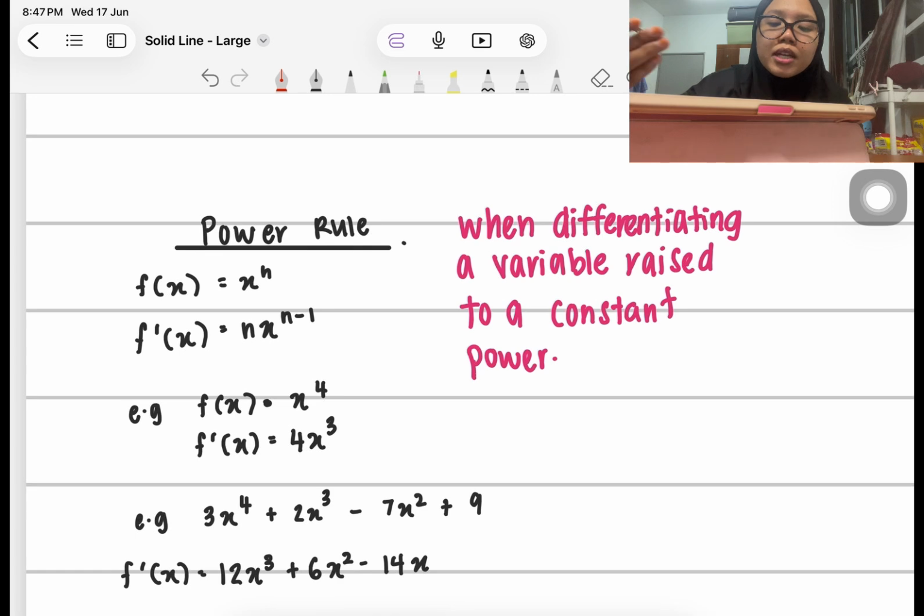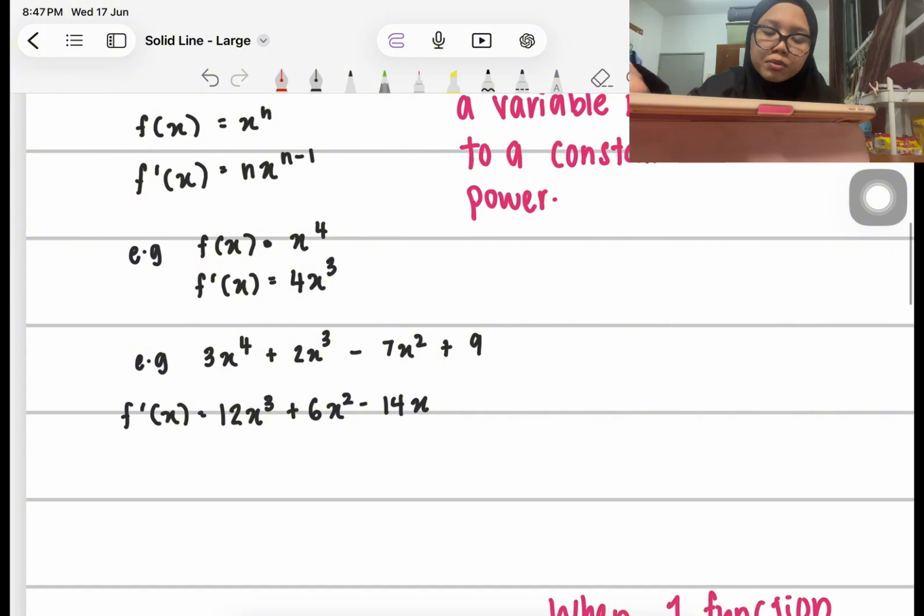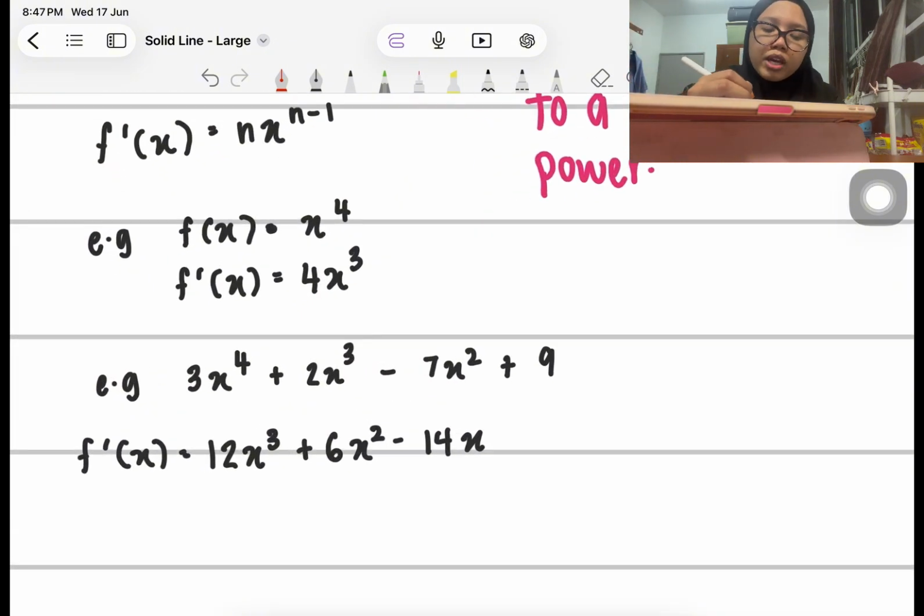So now to explain the power rule. The power rule is the easiest rule to understand. I'll just go straight forward with the example. For this example, we have f(x) equal to x to the power of 4, and then we want to minus the power of 4 with 1. Then we will have f prime x equal to 4x to the power of 3.